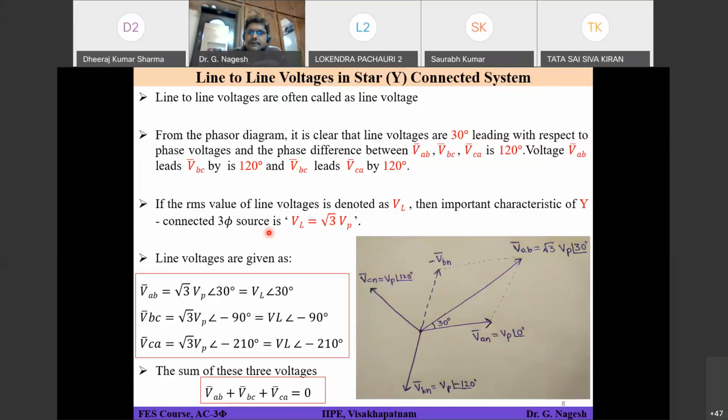Okay. And what is the phase angle of this line voltage? It is 30 degrees leading with respect to the corresponding phase. Okay. If you have taken VAN is equals to VP at an angle of 0 degrees, so VAB is 30 degrees ahead, plus 30. Okay. So that's what it is written here. VAB is equals to root 3 into VP at an angle of 30 degrees. If you consider root 3 into VP as VL, so that means VL at an angle of 30 degrees.